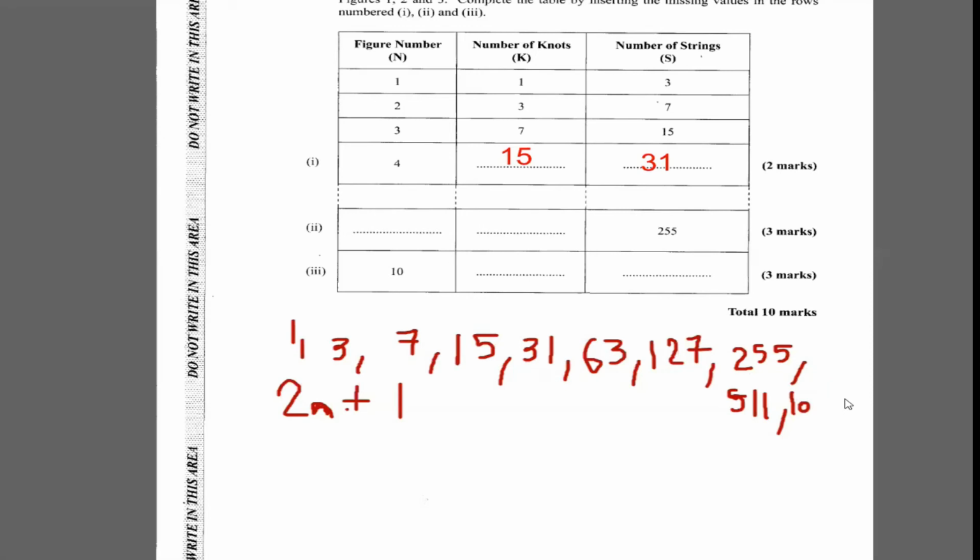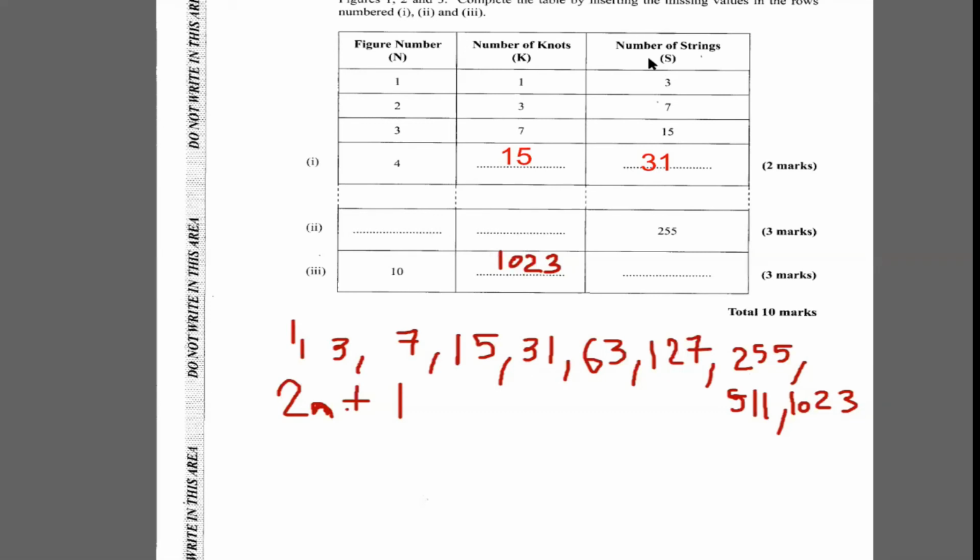1023. So this is 1, 2, 3, 4, 5, 6, 7, 8, 9, 10. So when n is 10, the number of knots is going to be 1023. All right, clearly. This is for the number of knots. And then when it's 10, we're going to have 1023.